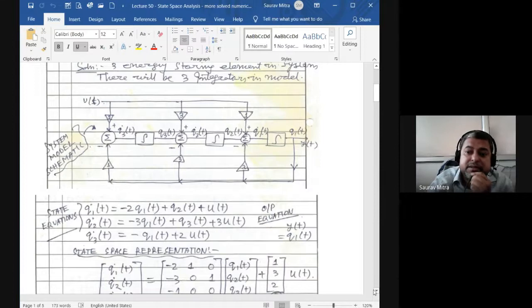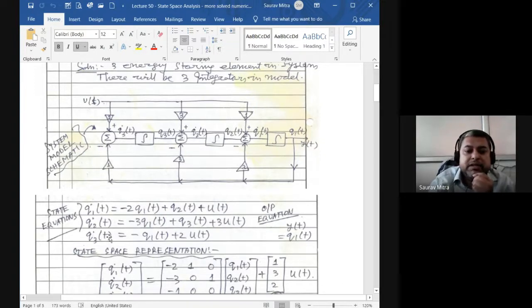So what are the state variables now? q1 dot t, q2 dot t, and q3 dot t. This is the standard procedure. As soon as you draw this, at the extreme side you have to write q1(t), and that is y(t). So the output equation y(t), this we know. And this is q1 dot t, then this is q2(t), this is q2 dot t, this is q3(t), this is q3 dot t. If there was another one, it would have been q4(t) and q4 dot t accordingly.